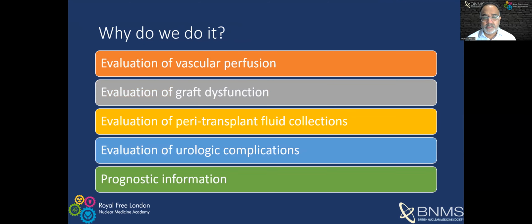So we can use the MAG3 to evaluate the vascular perfusion. We can look for causes or evidence of graft dysfunction. We can evaluate any peritransplant fluid collections, looking for any urine leaks. We can look for urological complications such as ureteric strictures, and the MAG3 also gives us prognostic information regarding the graft survival.